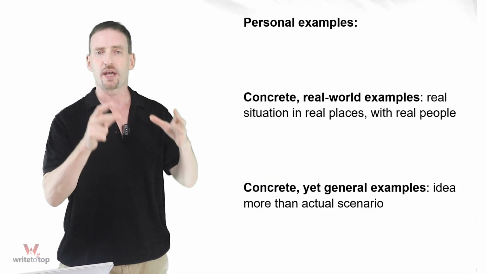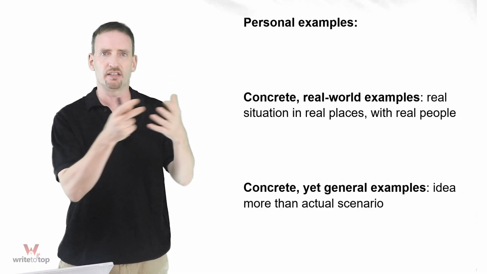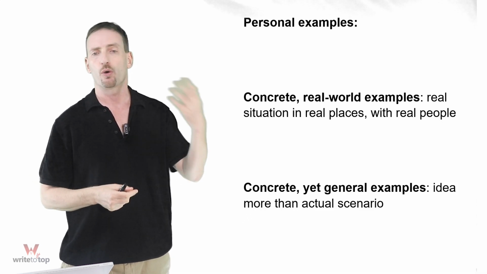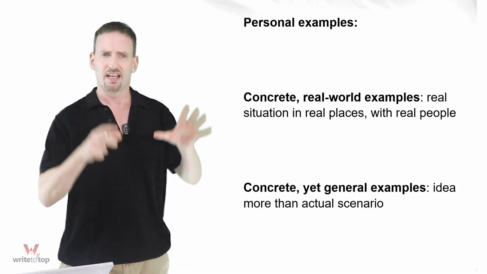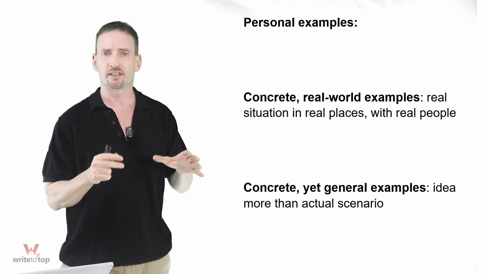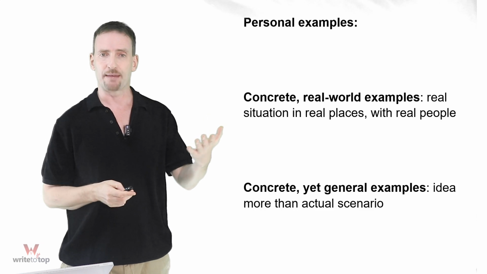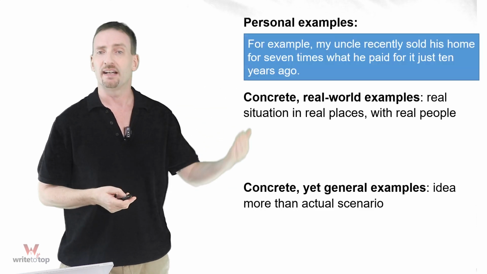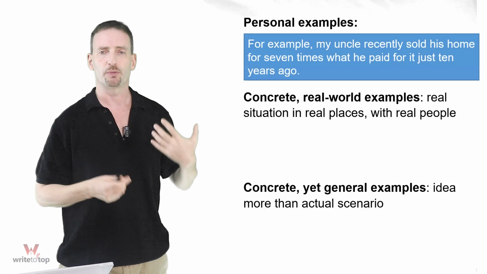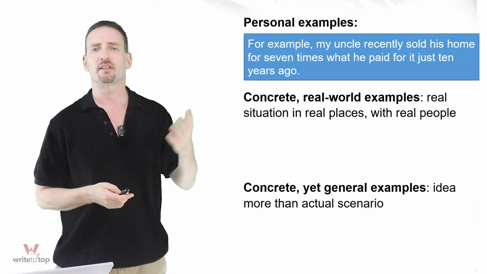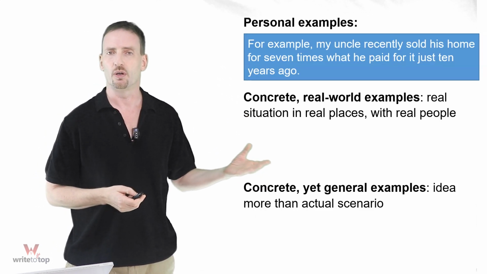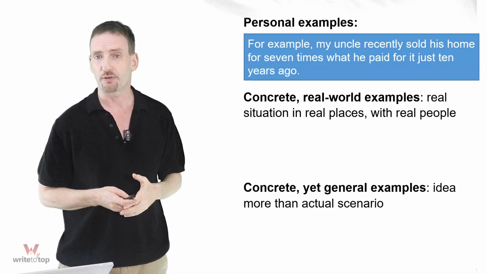These are real situations in real life that actually relate to the topic, or concrete yet general examples. They don't have to be a real place or a real person, but they have to be a real situation that might happen in real life. So for example, my uncle, so it's personal, it's a relation to me, recently sold his home for 7 times what he paid for it just 10 years ago. If you're talking about rising house prices.